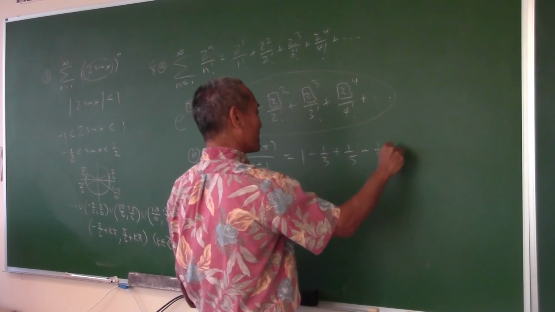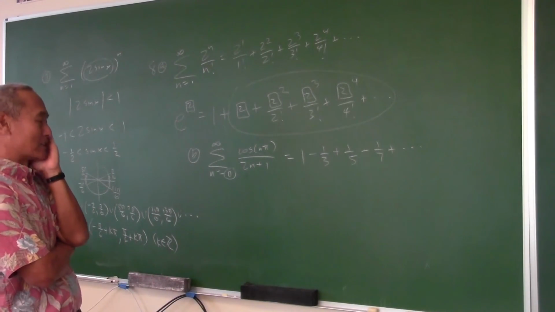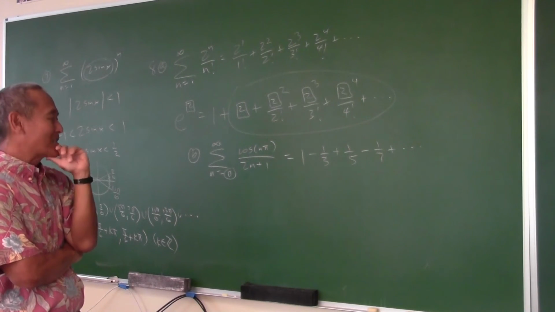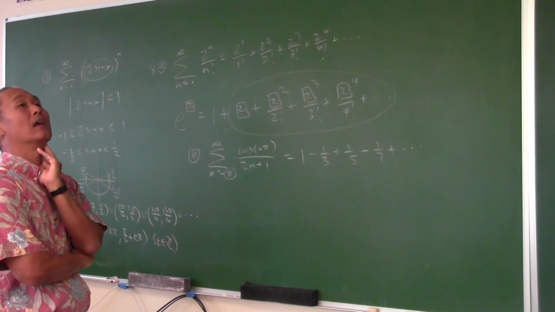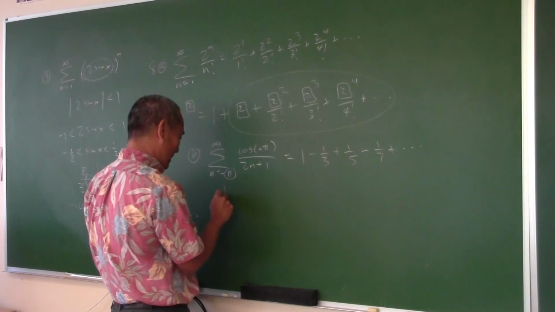Negative 1 over 7, and so forth. Is this a geometric series? No. Is it a power series? Well, is there a power series that has the odd numbers in the denominator? Yeah, that's the tan inverse one, yeah? Okay, so let's write this.